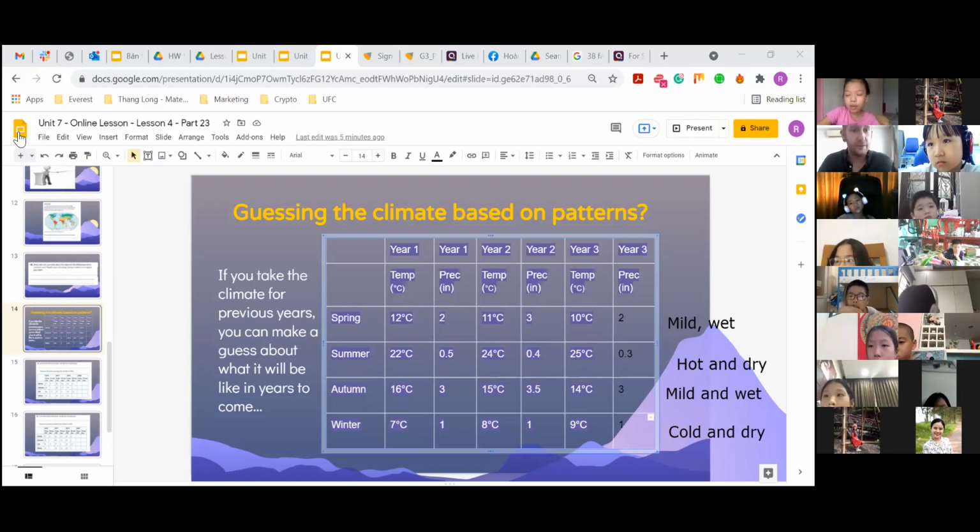Who is Ha... you? I don't know. Who are you? Well, I changed their name to "Who are you" because I did not know who they are. Okay, so when you look at this, you can see that it's mild and wet, hot and dry, mild and wet, cold and dry. What kind of climate zone do you think this is in, Hacker?